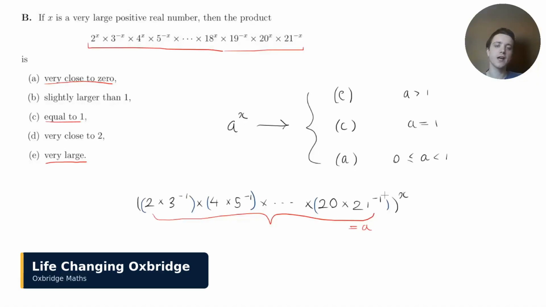And if we look inside each of these brackets, we're actually going to get an expression which is less than 1, right? So for example, this is equal to 2 over 3, and that is indeed between 1 and 0. Similarly, this is equal to 4 over 5, and that's between 1 and 0. So when we multiply all of these together, we're also going to get a number that's between 1 and 0, which means that this a over here, the product, is itself going to be between 0 and 1. And that means that when we take it to a really large power of x, it's going to start getting very small. And so we can conclude that the answer is option A.